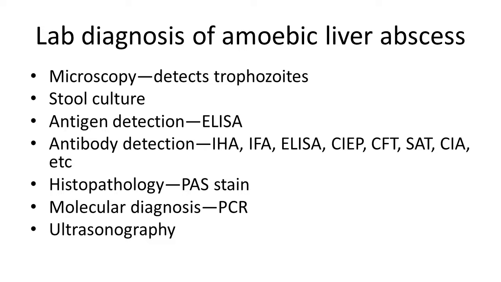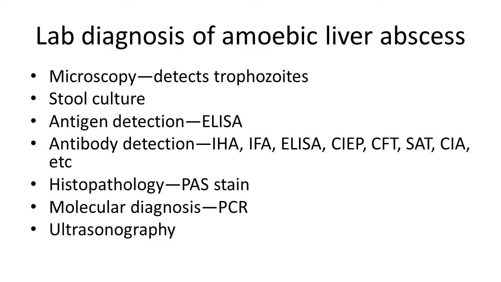Then antigen detection by using ELISA, and antibody detection we can do by ELISA, indirect immunofluorescence, or indirect hemagglutination. Antibody detection is the indirect method. By this we can tell this patient is infected by Entamoeba histolytica, but we cannot confirm whether it is a present or past infection. So if we want to differentiate present or past infection, we have to go for IgG antibody and IgM antibody detection.